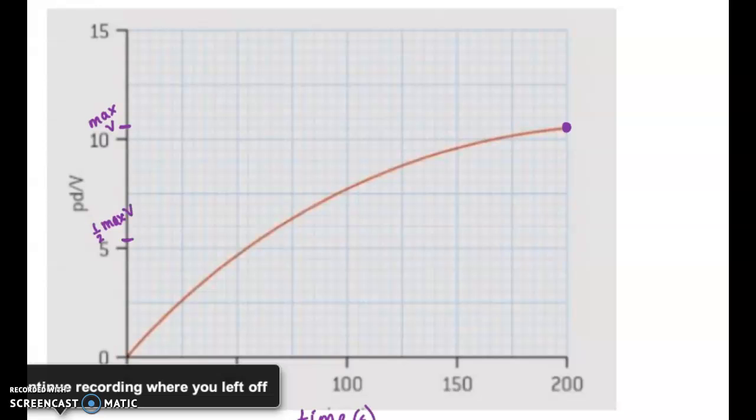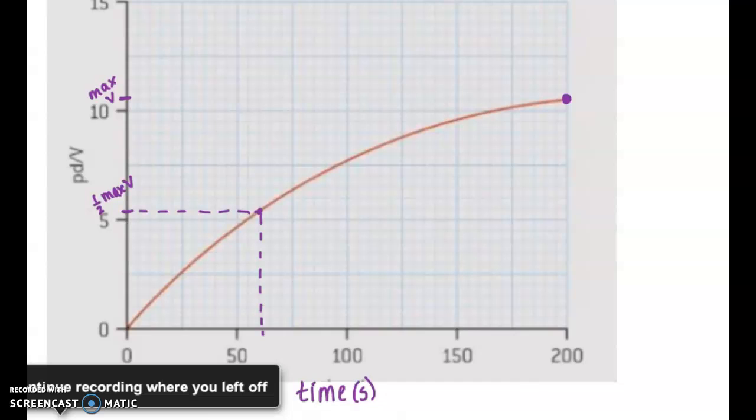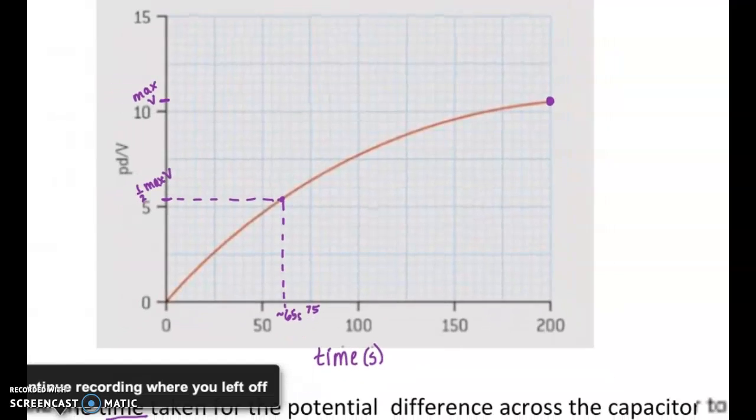To determine the time at which that's happening, I'll bring that over to my line and drop that line down. And I'm trying to now determine the time at which that happens, the x value. I know that if I were to split that evenly, that would be 75 seconds. So I guess my best estimate is about 65 seconds for half of that maximum value.